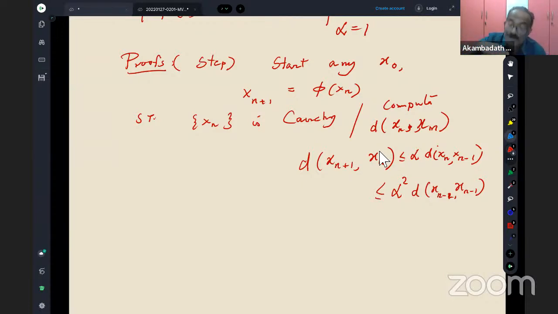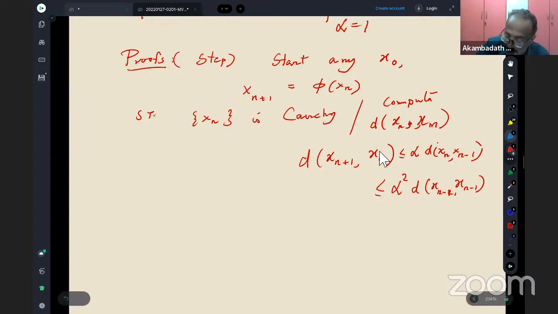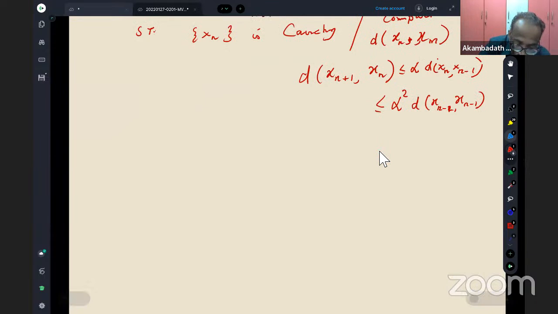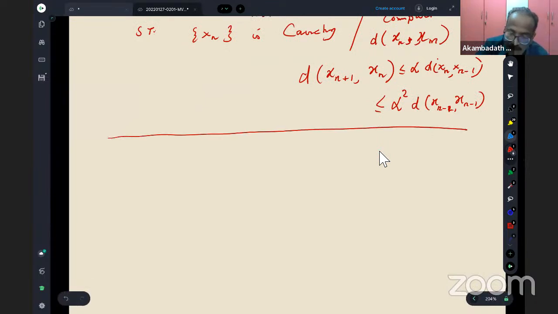So x0 doesn't play a role. Of course, how fast you reach it, it may play a role, but in the end, it doesn't matter. So you can prove that thing. So this is one result which we will prove in the proof of your theorem.